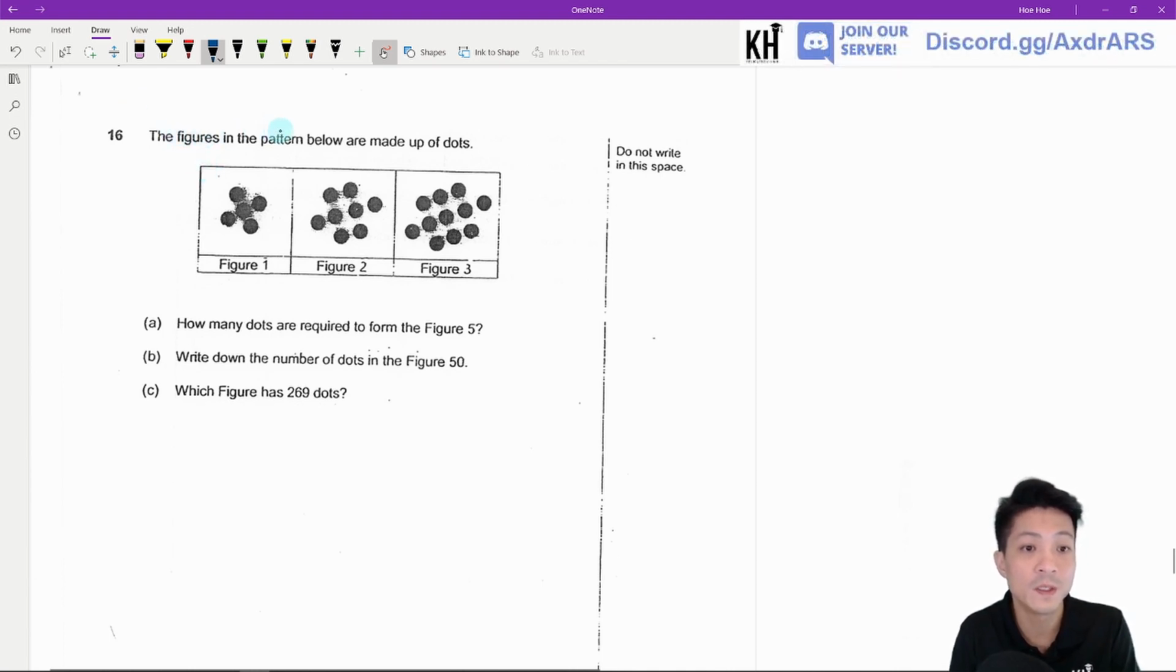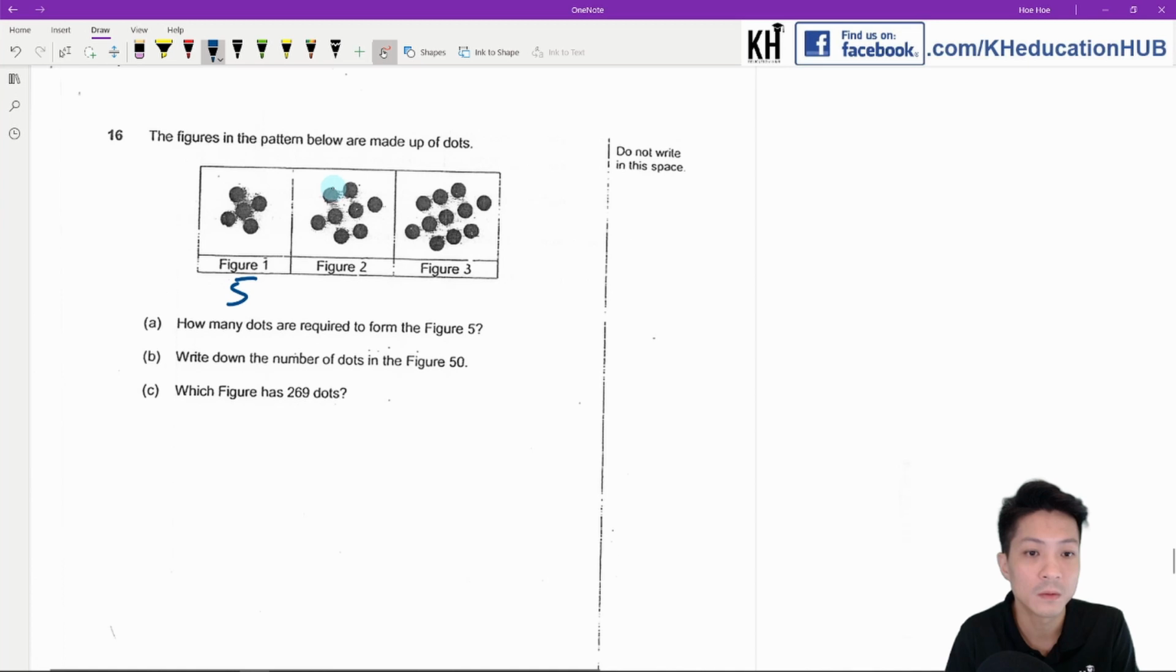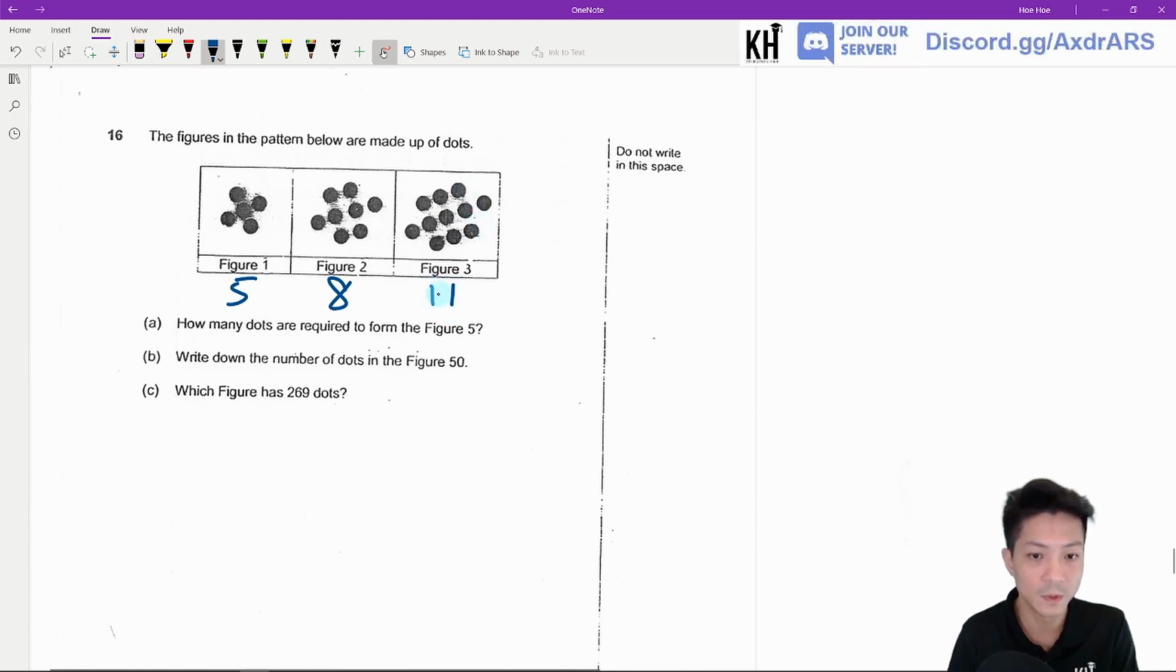Question 16. The figures in the pattern below are made out of dots. Figure 1 will be 1, 2, 3, 4, 5. Figure 2 will be 1, 2, 3, 4, 5, 6, 7, 8. And figure 3 will be 1, 2, 3, 4, 5, 6, 7, 8, 9, 10, 11. How many dots are required to form figure 5?